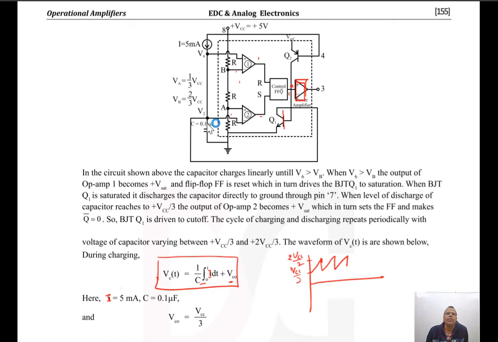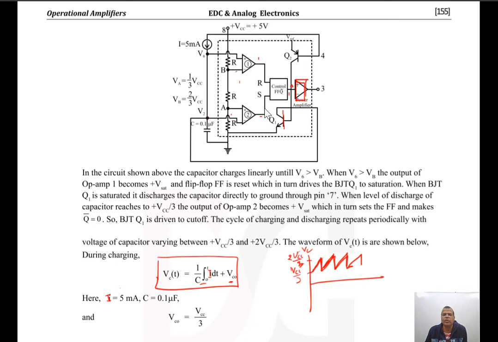Up to which level? Up to 1 by 3 VCC, because the moment the voltage at this point becomes 1 by 3 VCC, this is set, this becomes 0, and this is an open switch. So initially voltage due to current source rises to 2 by 3 VCC, but the moment it reaches, it suddenly falls because of the shorting of the capacitor to 1 by 3 VCC, and this transistor is turned off. Again capacitor charging, and you have which type of signal? Sawtooth signal. This is the signal across the capacitor. This is VC, right? Fine.